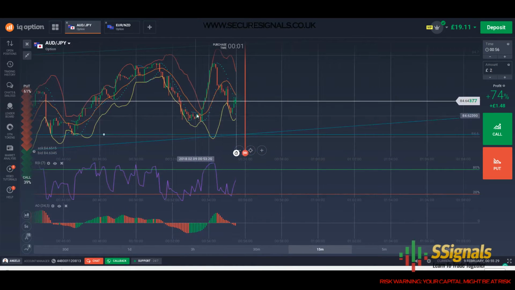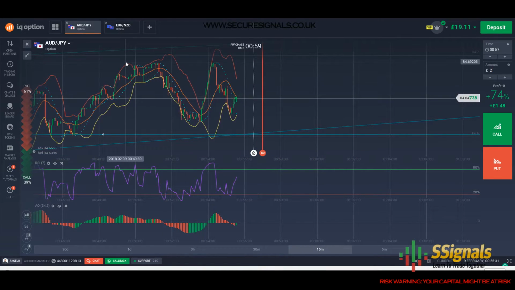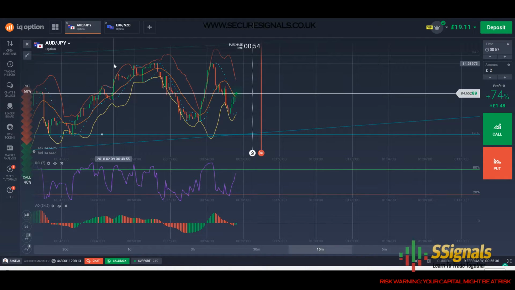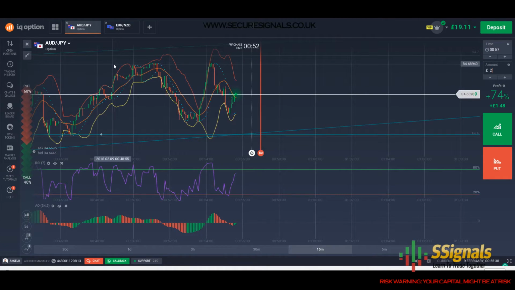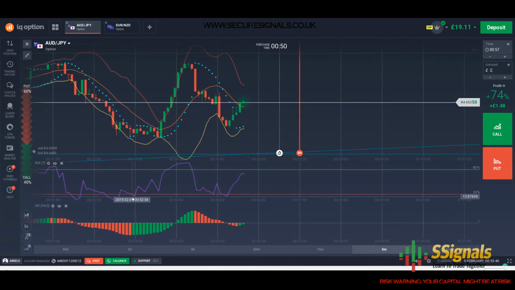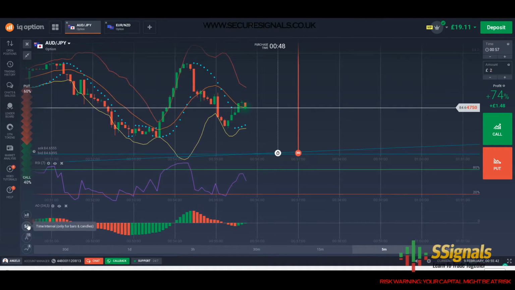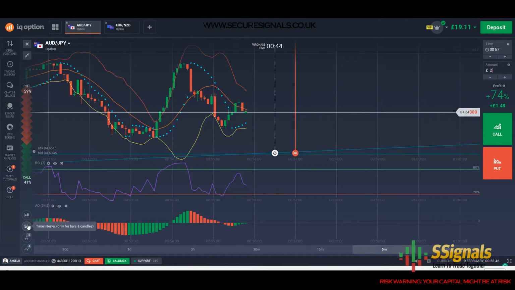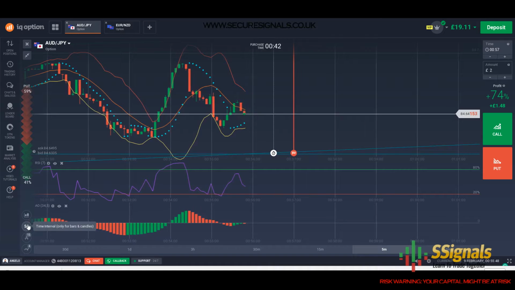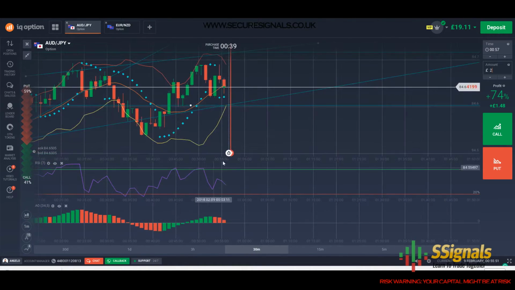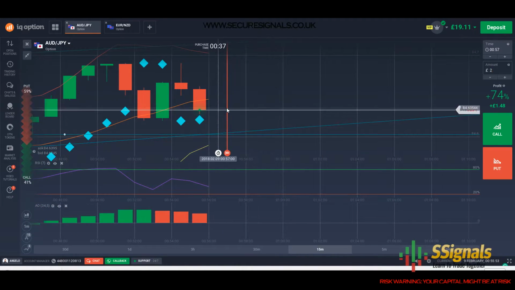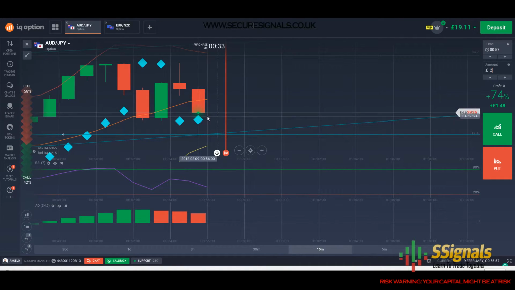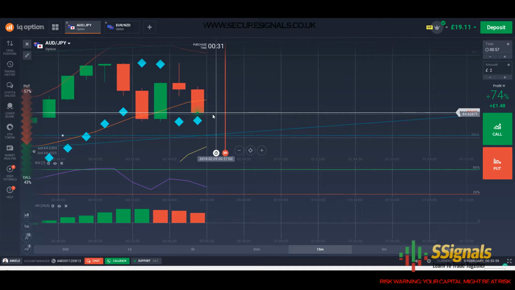Okay, so price should be moving up a little bit now. One more push. Okay guys, so basically I'm going to enter for 57. I'm going to enter a £2 put.